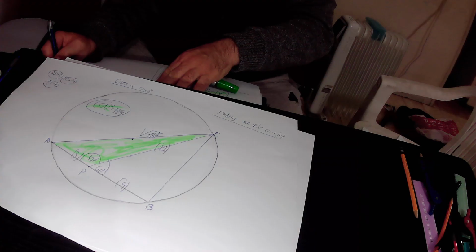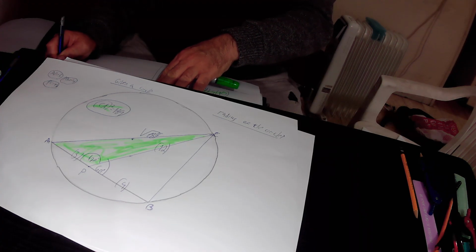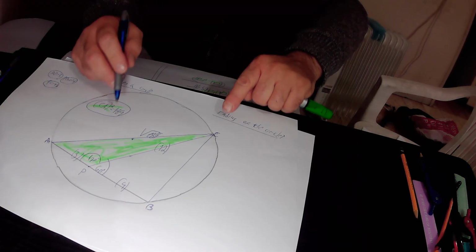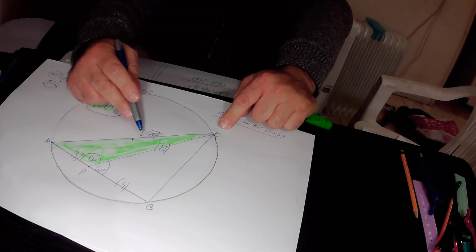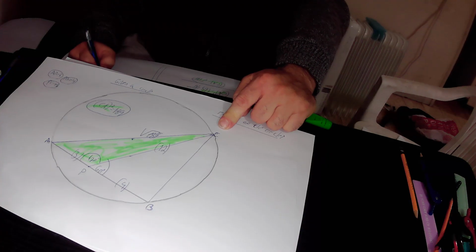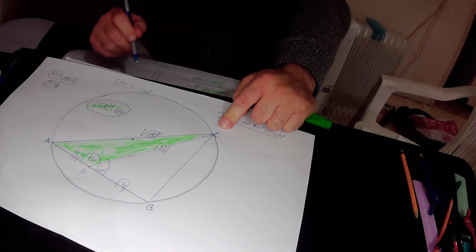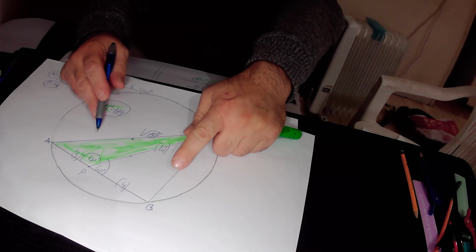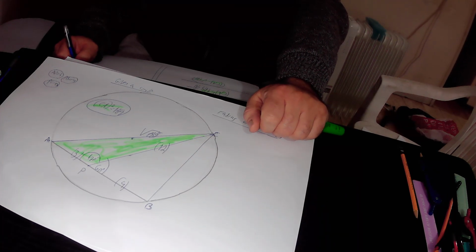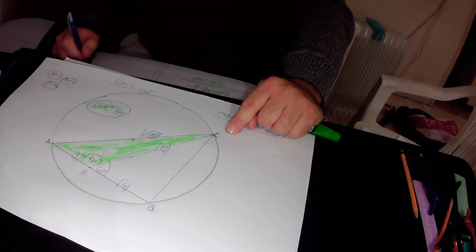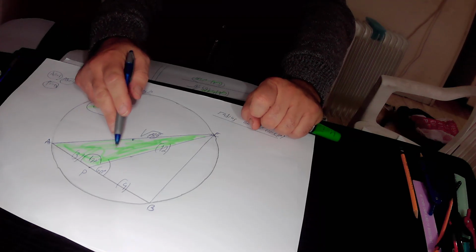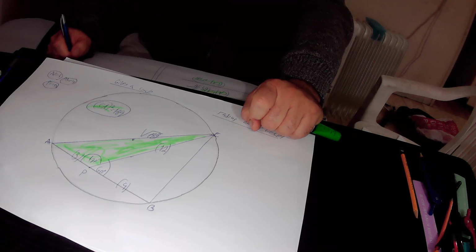Plus CP squared. CP is 12, therefore CP squared is 12 squared, it is 144. Minus 2 times PB, PB is 4, times PC, PC is 12, times cosine 60 degrees. Cosine 60 degrees is 1/2.